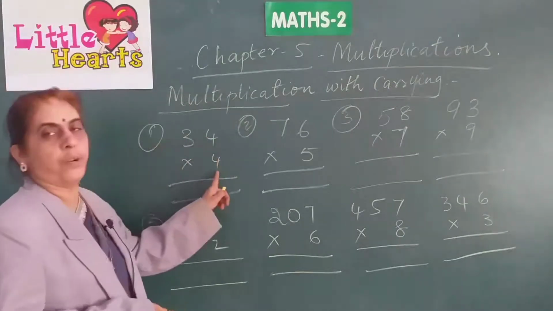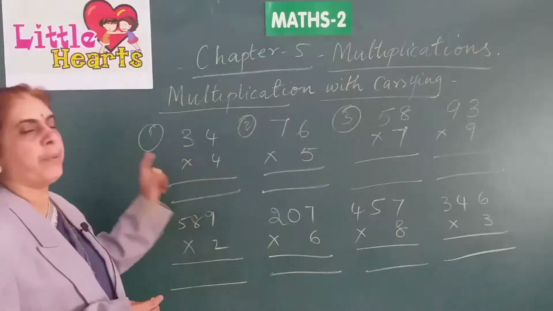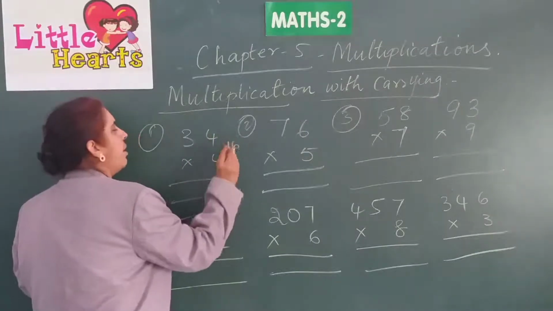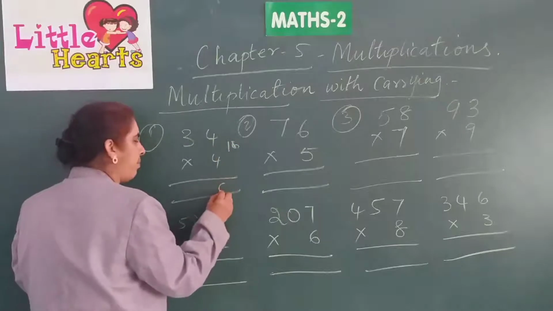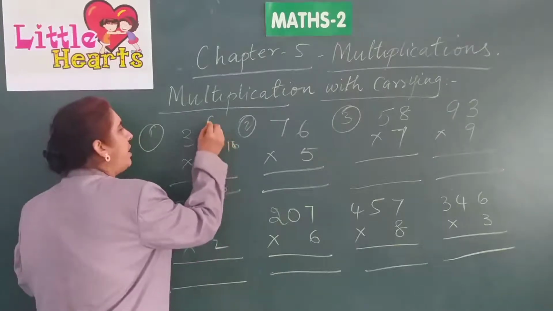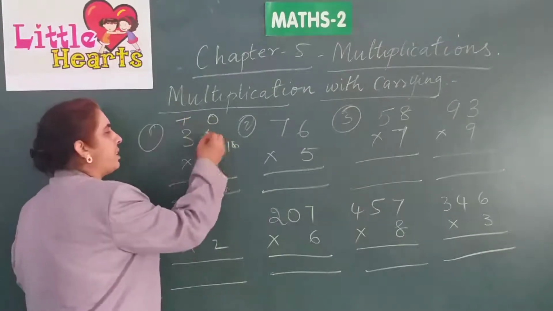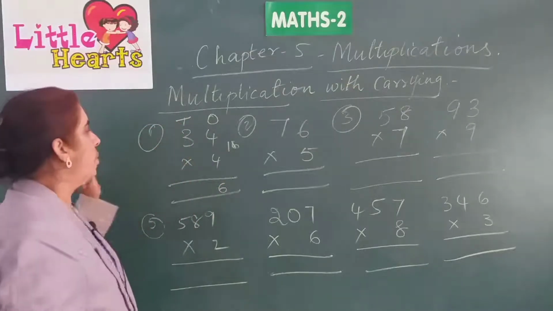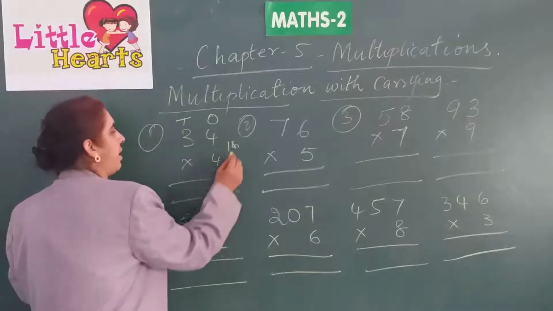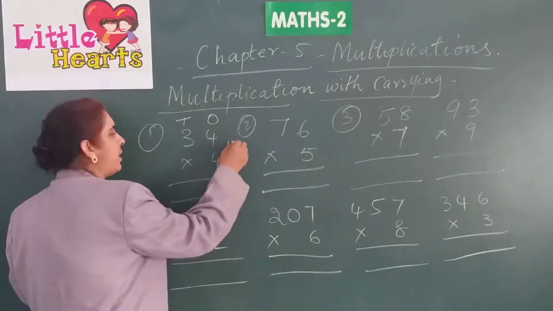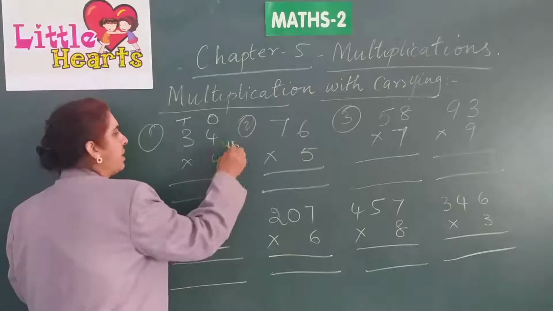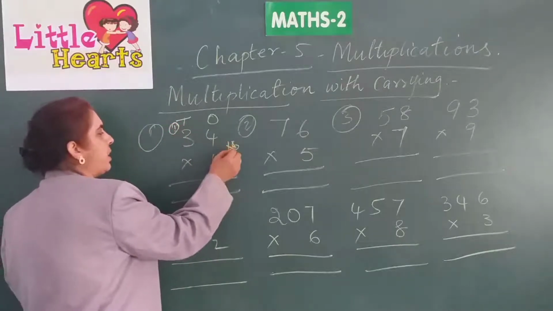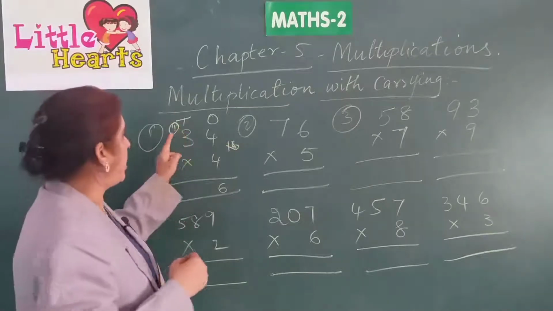34 into 4. 34 multiplied by 4. 4 fours are 16. Ones place digit should be kept in the ones place. Always start multiplying the ones place digit only. Never start from the tens place. So 4 fours are 16. In 16, 6 is in the ones place. It should be kept in the ones place. And carry this 1 to the tens place. 1 is in tens place, it should be carried to the tens place.